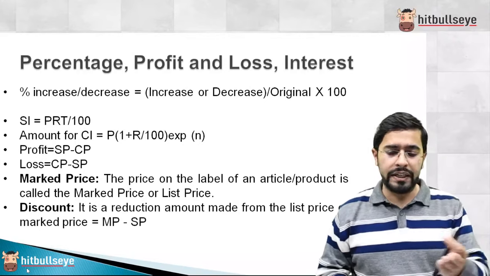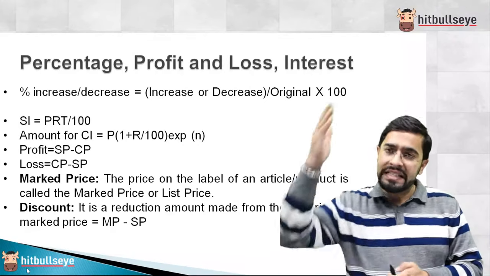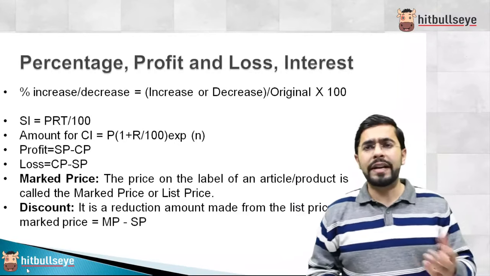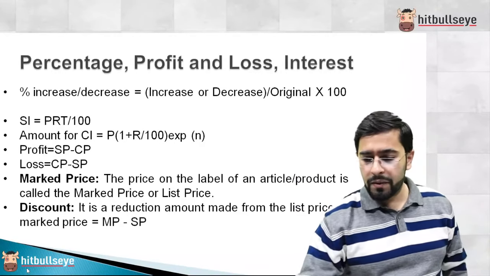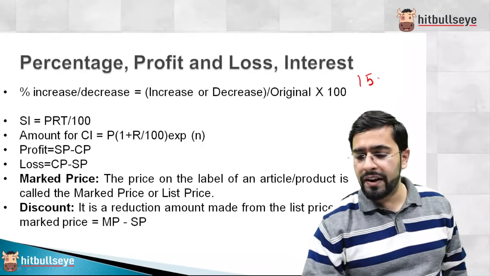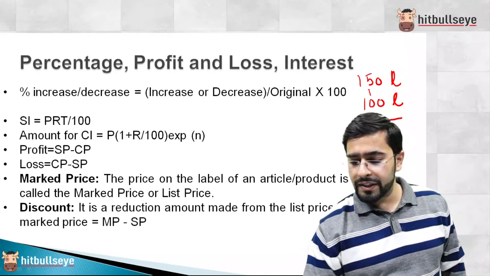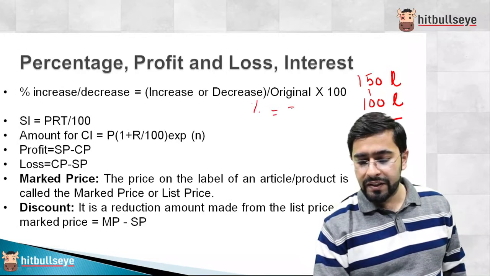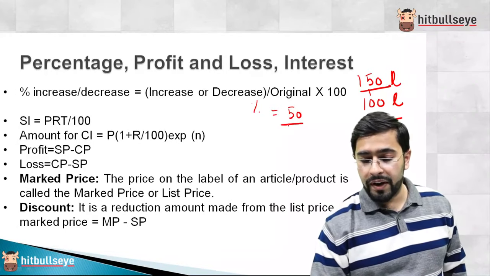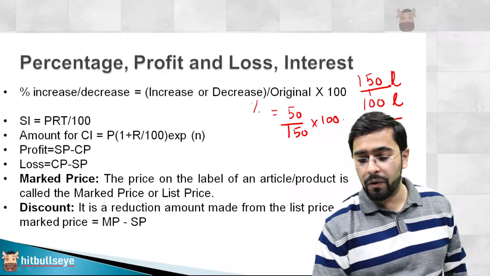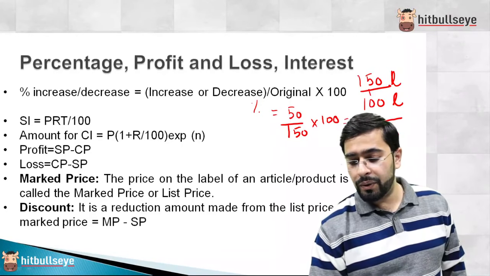So for percentage increase or decrease, you have to find the increase or decrease divided by the original, and then into 100. For example, there was a place where originally 150 lakh people were staying. After 10 years, it was found that now only 100 lakh people are staying. So what is the percentage increase or decrease? First of all, it is a decrease, of course. So you subtract them, it is 50. So the percentage decrease is 50 by the original, which was 150. 50 by 150 into 100 is 33 1 by 3%.